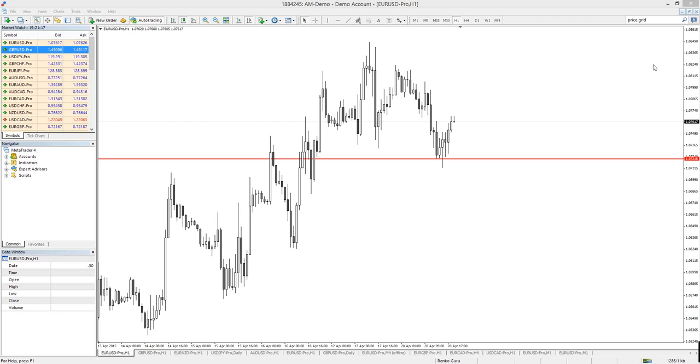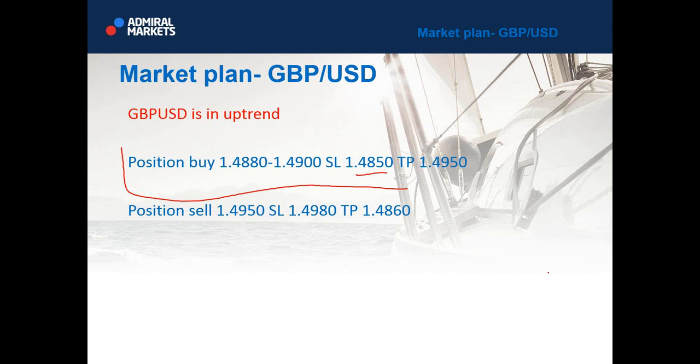You don't see a picture. I don't know why. Yeah, this is the slide for GBP dollar. Do you see the slide now? Yeah, I think you see the slide.